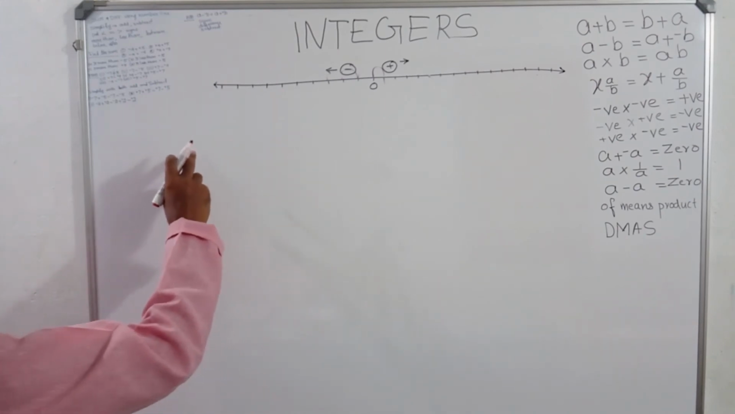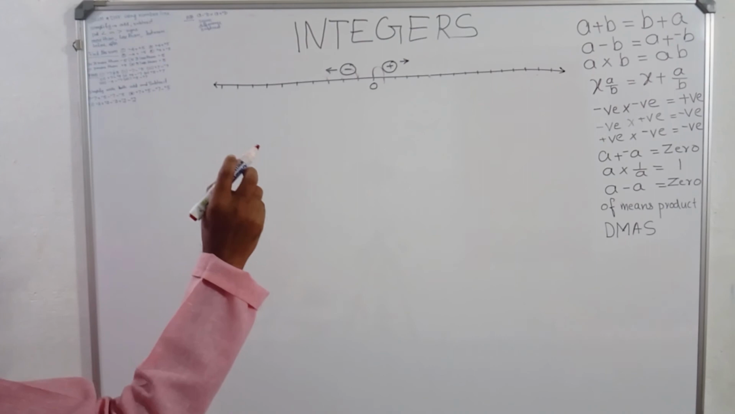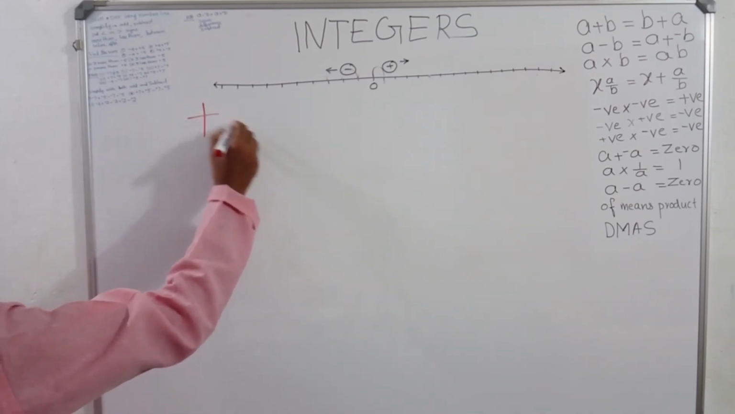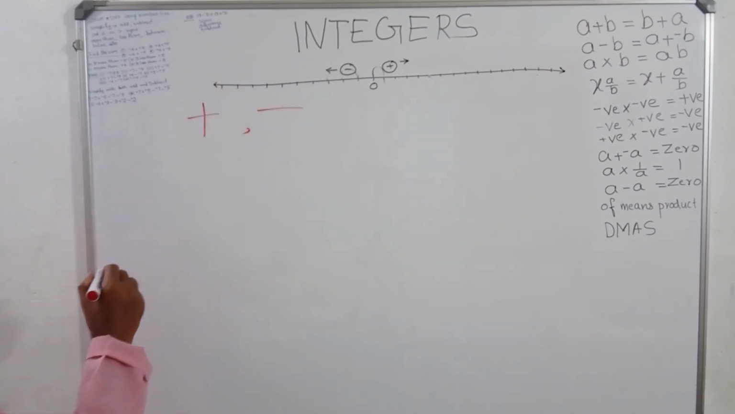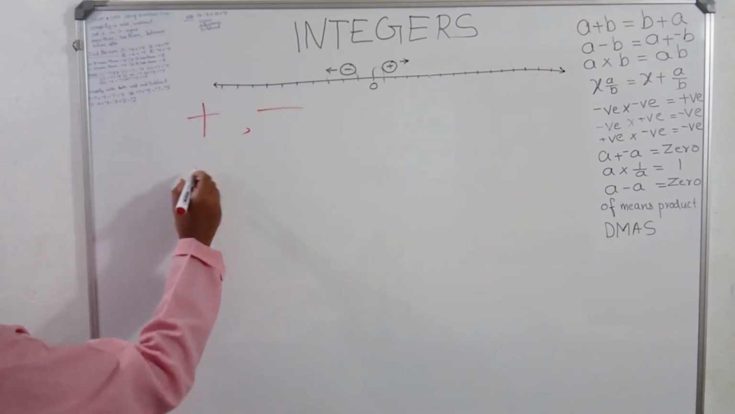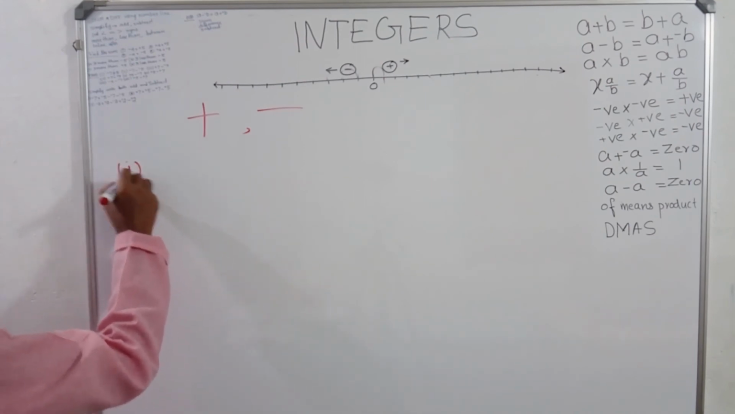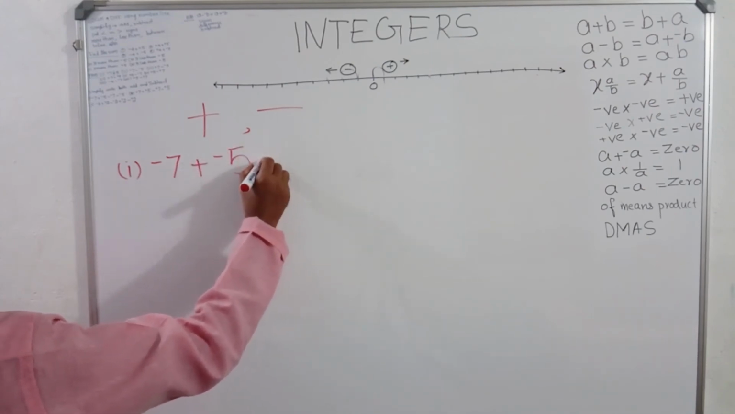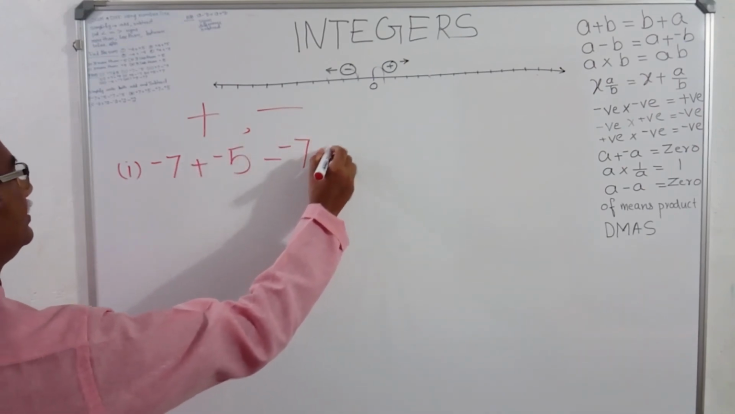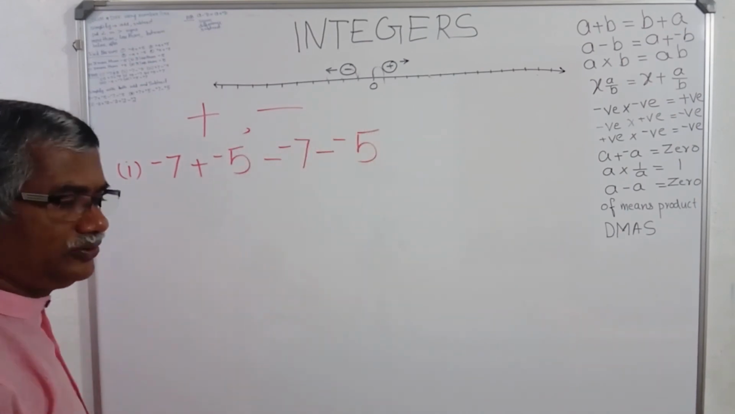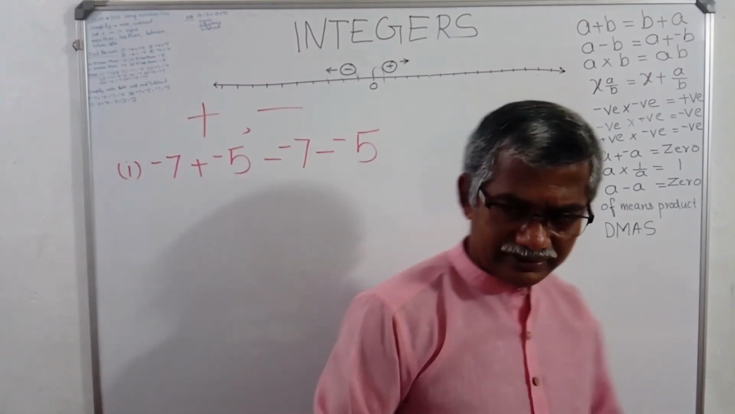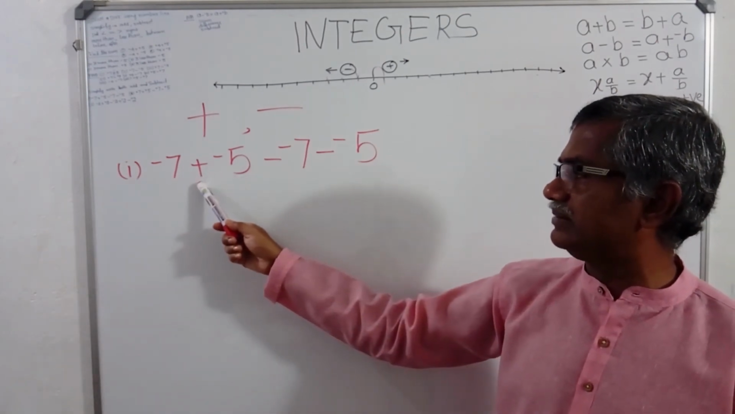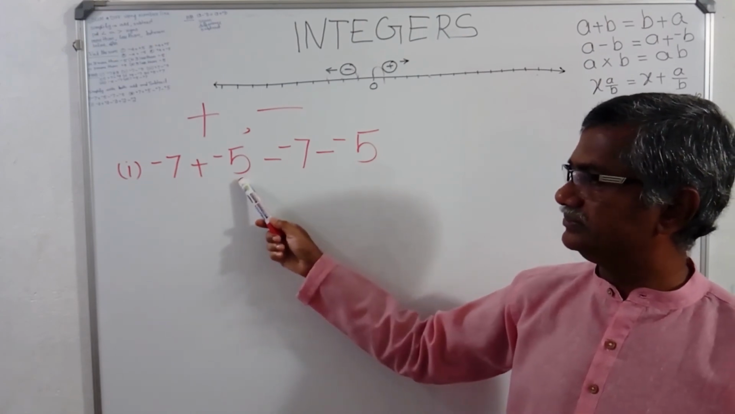So we can solve with more than 2 integers. We can use both addition and subtraction together. Question number 1. Negative 7 plus negative 5 minus negative 7 minus negative 5. What will you do now? Look here. One is negative, the other is positive. Here we are taking the sum. It is so easy, practically.